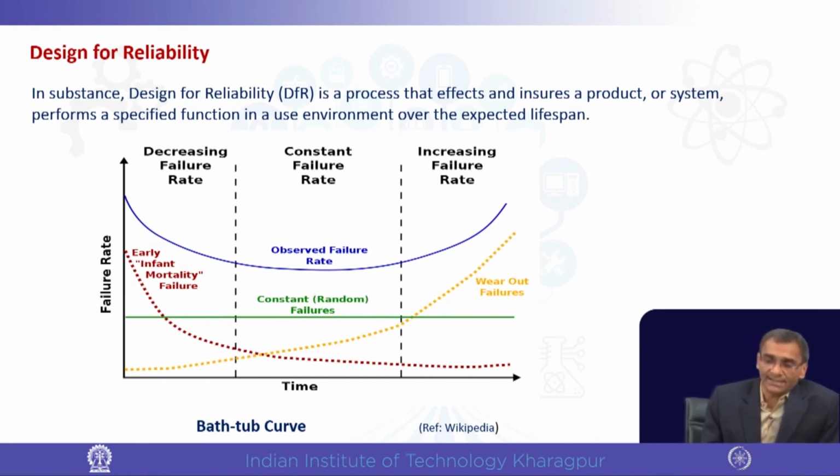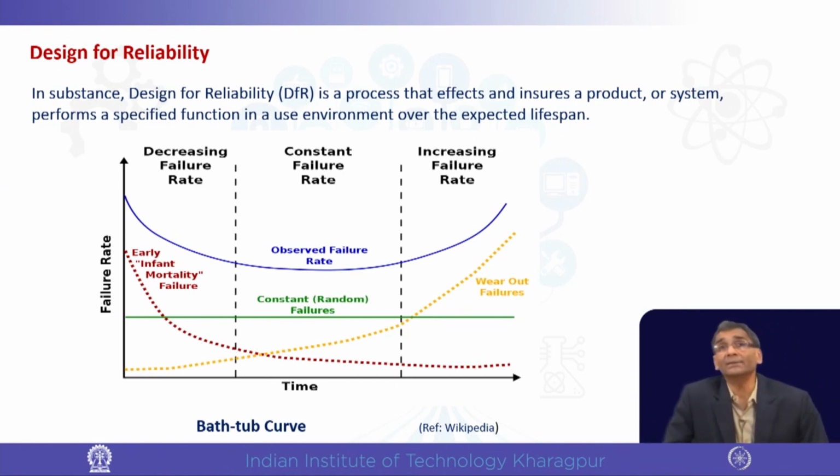In the yellow line it is showing that, and the green line is the random or constant failures, which is uniformly going on. Combining these three, we get the blue line, which looks like a bathtub, and therefore it is called a bathtub curve. That gives us an indication that the useful life mostly is in the blue zone in the middle section, that is the constant failure rate.